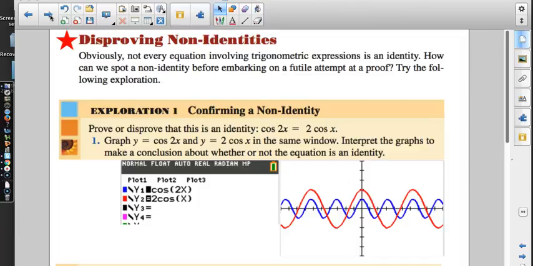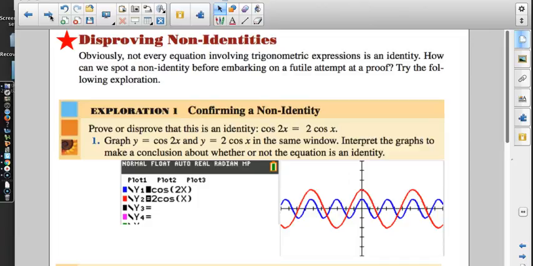It says, prove or disprove that this is an identity. The cosine of 2x equals 2 cosine of x. In fact, this is called a double angle formula right here. It's special. It does not equal 2 cosine of x. You can't just pull that 2 out front. It doesn't work that way.